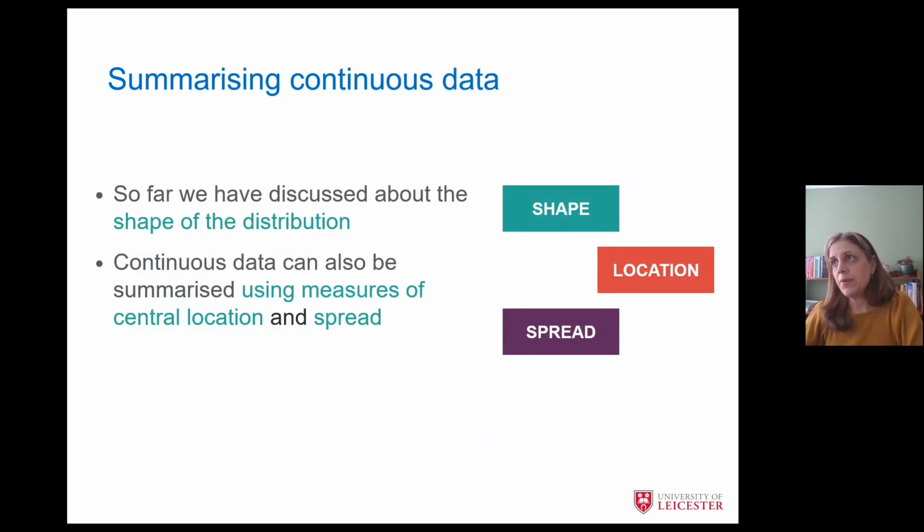So understanding the shape of the data then determines how you treat it going forwards. So how you then describe the data and how you test the data if you want to carry out some statistical tests.